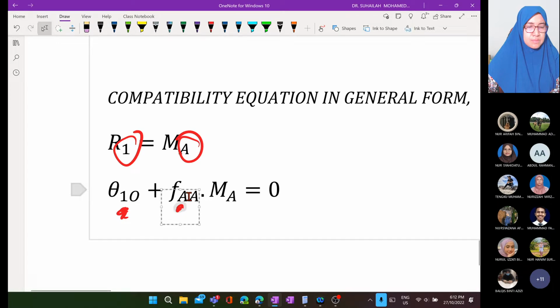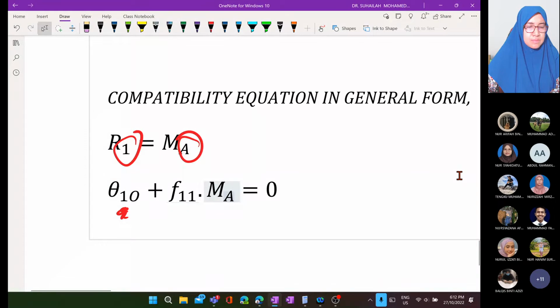So FAA will be 1, 1. Because theta 1 naught, it will become F11. Theta A naught, it will become FAA. Theta B naught, it will become FBB. Now we want to move to the standard form. Standard form, it is theta 1 naught plus F11, times MA.